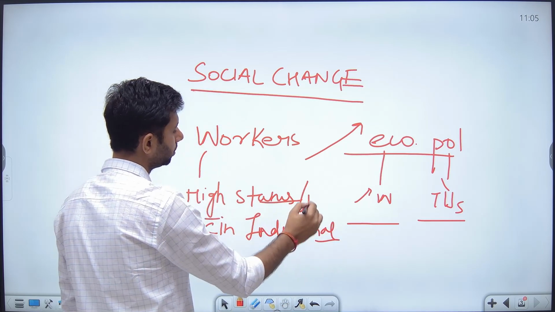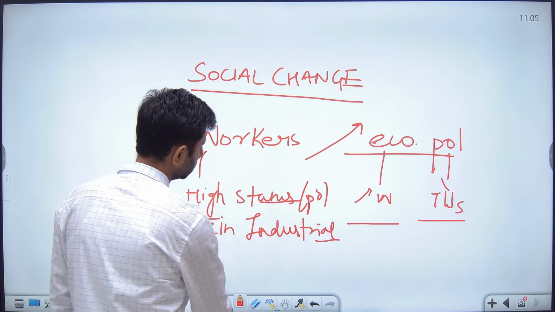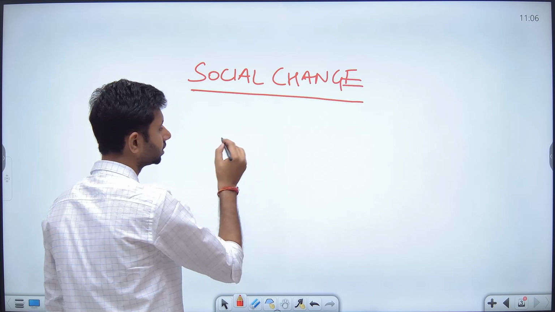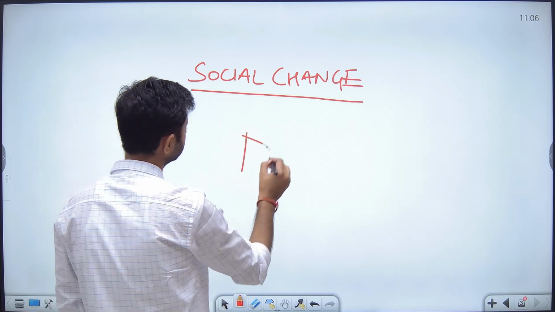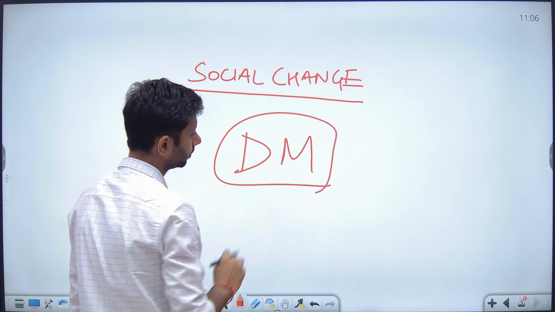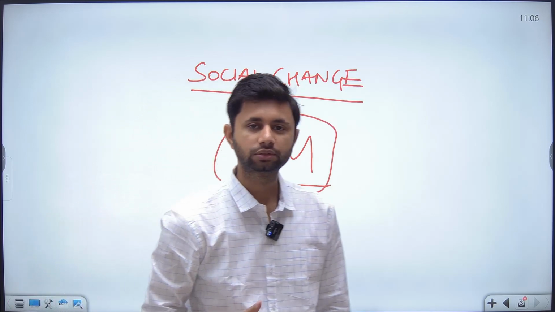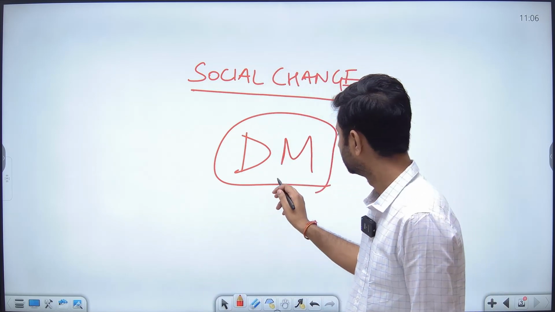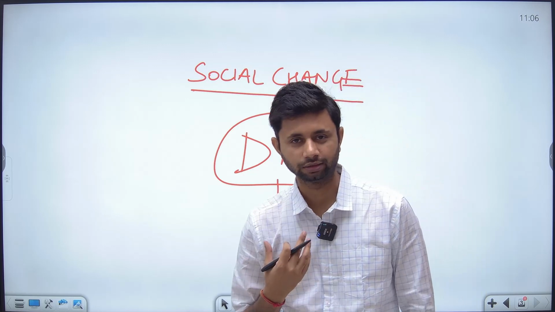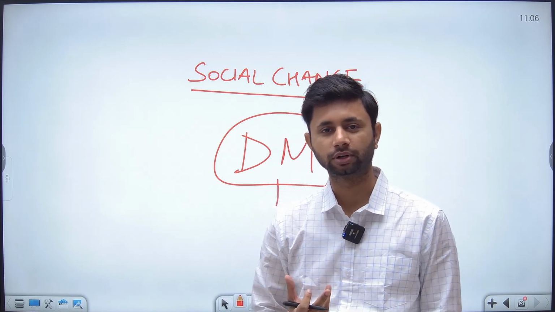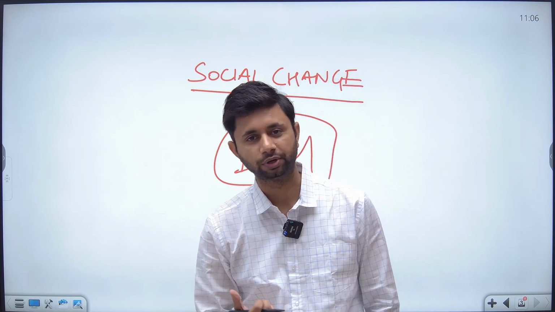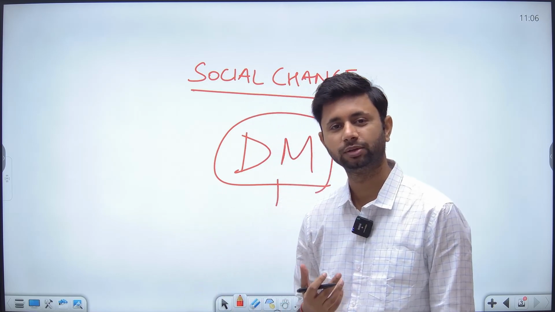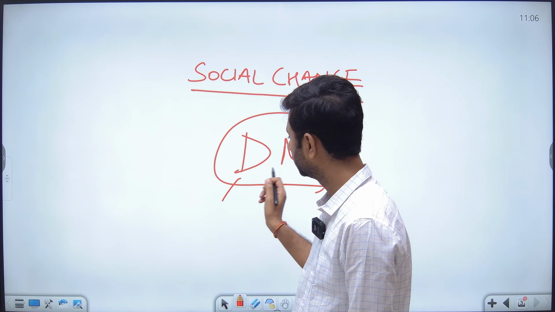High status, political power, how will this come? Because these status and political power is fundamentally related to decision making. Before trade unions, before workers got their rights, management were solely the key decision maker. Management decided what will be the wages of workers, what will be the working conditions within which workers will be working, and what will be the holidays, what will be the method of increment, what will be the appraisal parameters. The sole authority was management.